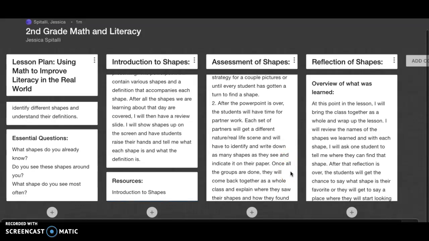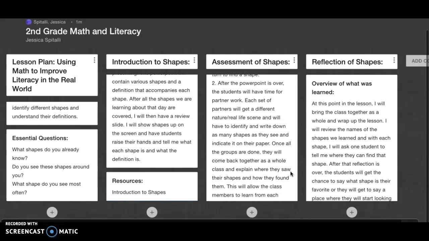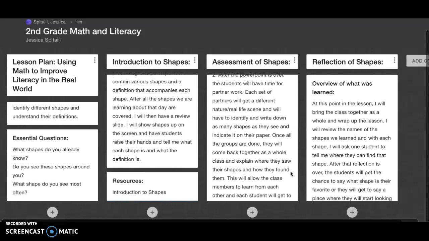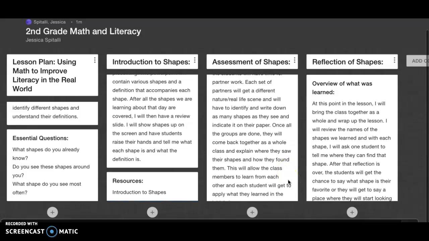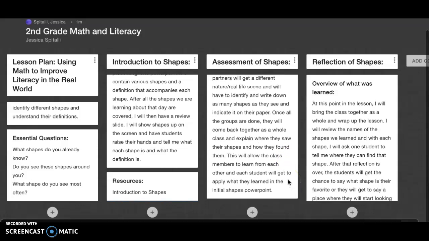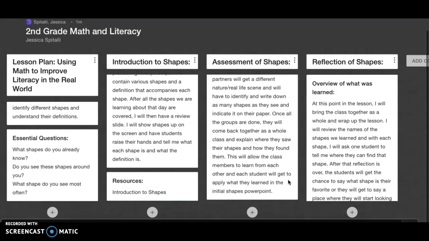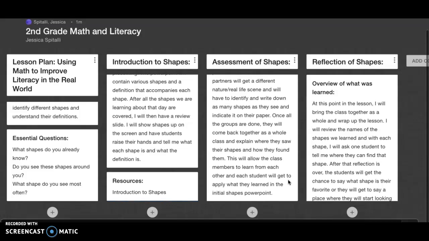And then once all the groups are done, they will come back together as a whole class and explain where they saw their shapes and how they found them. So this will allow the class members to learn from each other, and each student will get to apply what they learned in the initial shapes PowerPoint. So once all the groups are done, all the class will come back together as a whole, and one group of partners will go at a time.